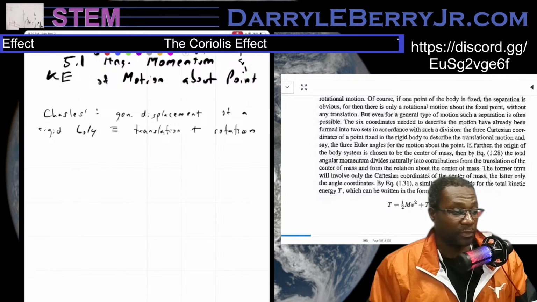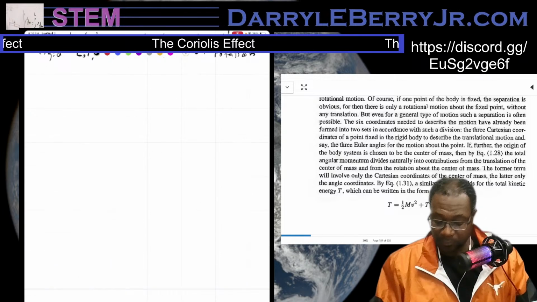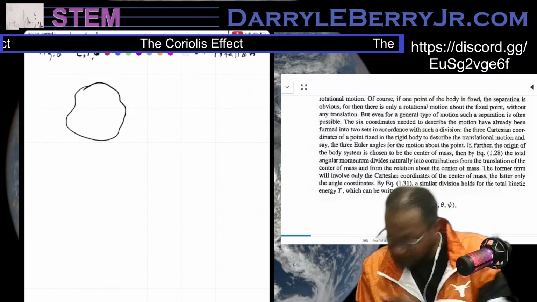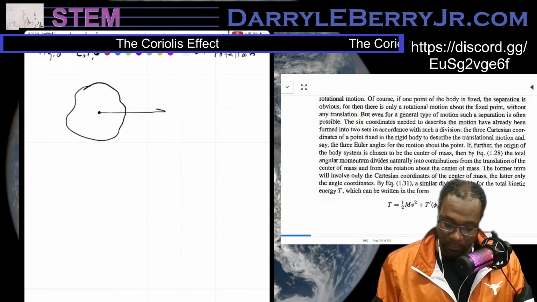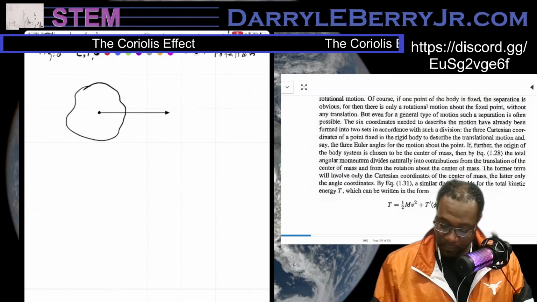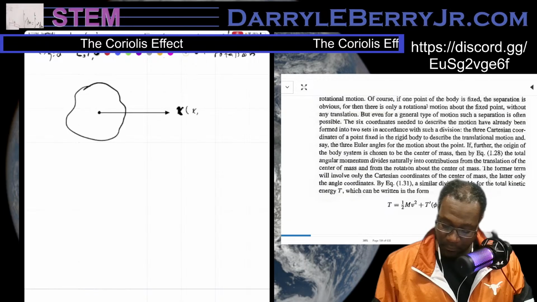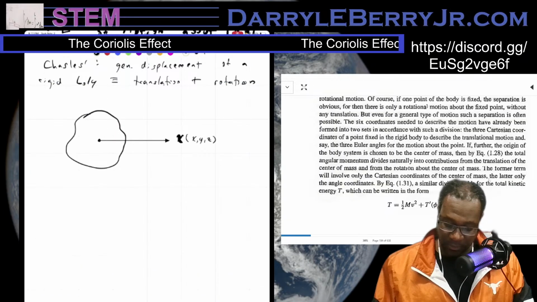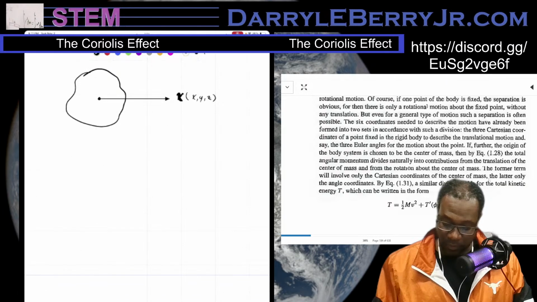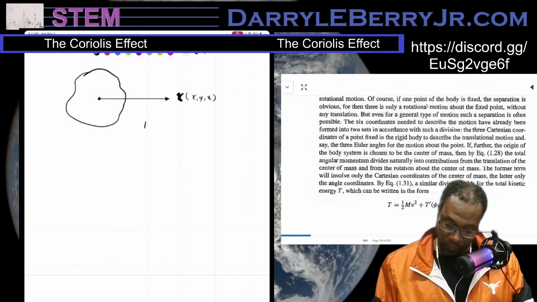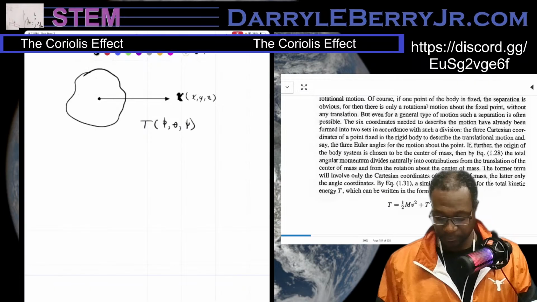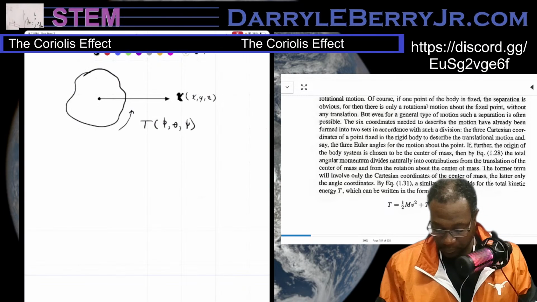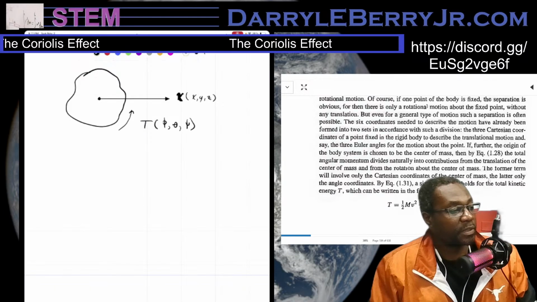So we have a body that moves with translation and rotation. Those are our 6 coordinates.